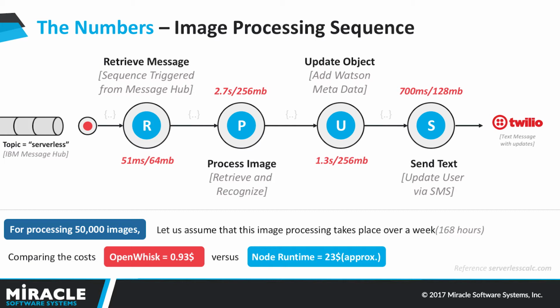Versus if we were to assume that 50,000 images were being processed across 1 week of time, that's 7 days, it would cost you approximately $23 if you were to run an actual server or a Node.js runtime, which is still very lightweight, but still the cost difference is almost 23x. Now, as you increase the numbers, that will become even better.